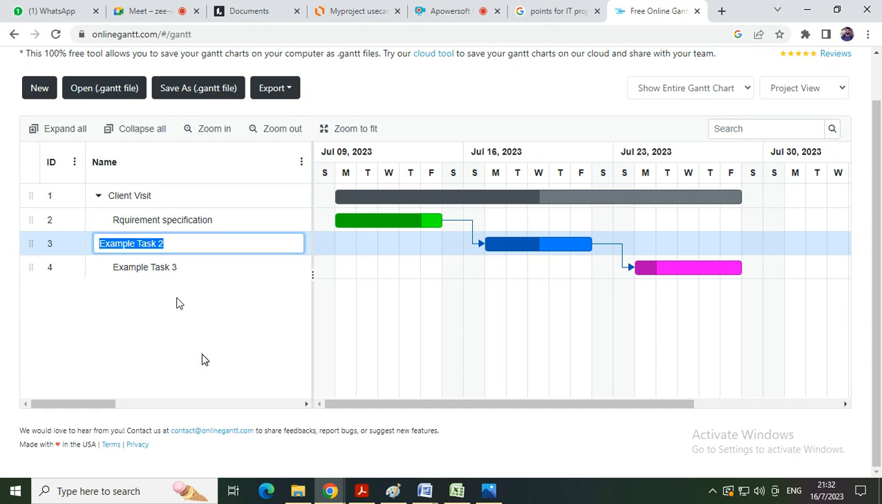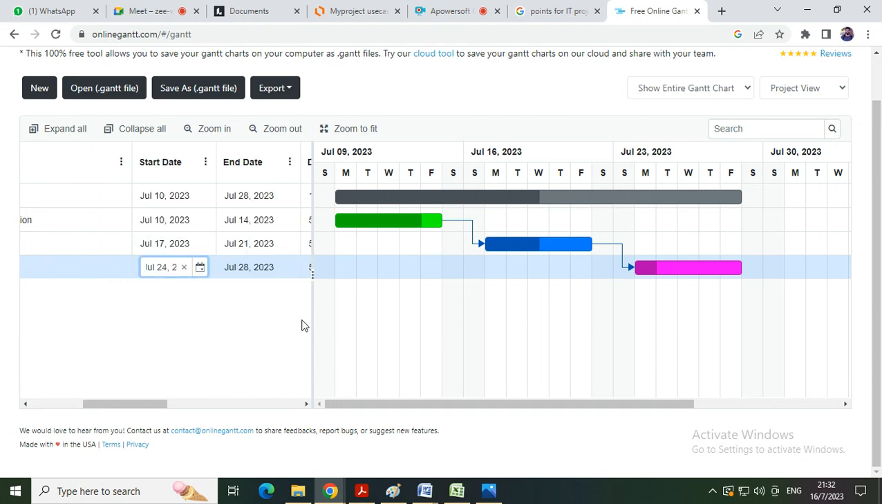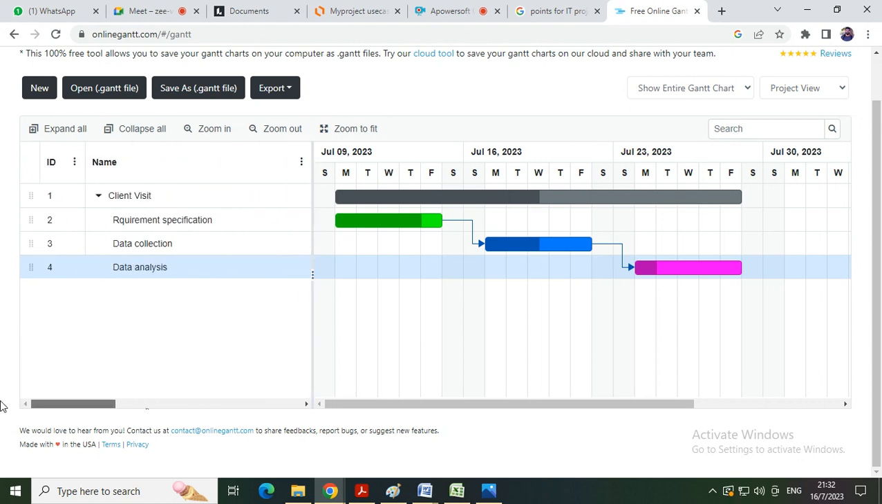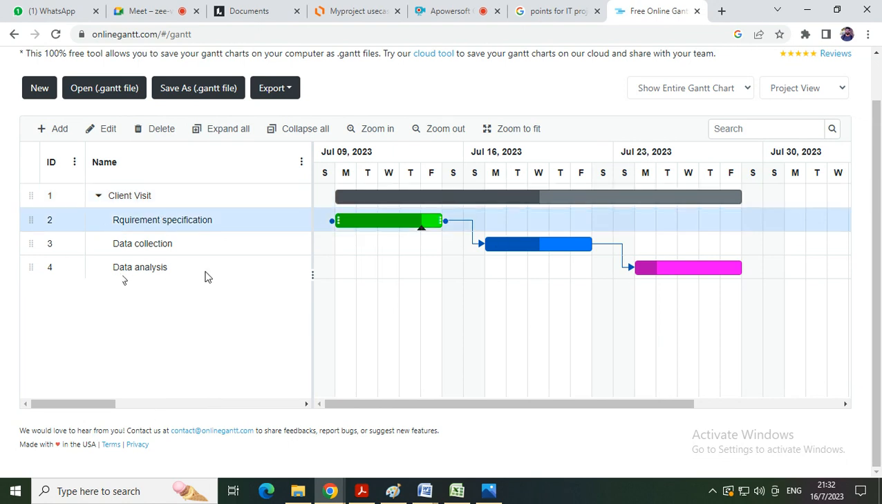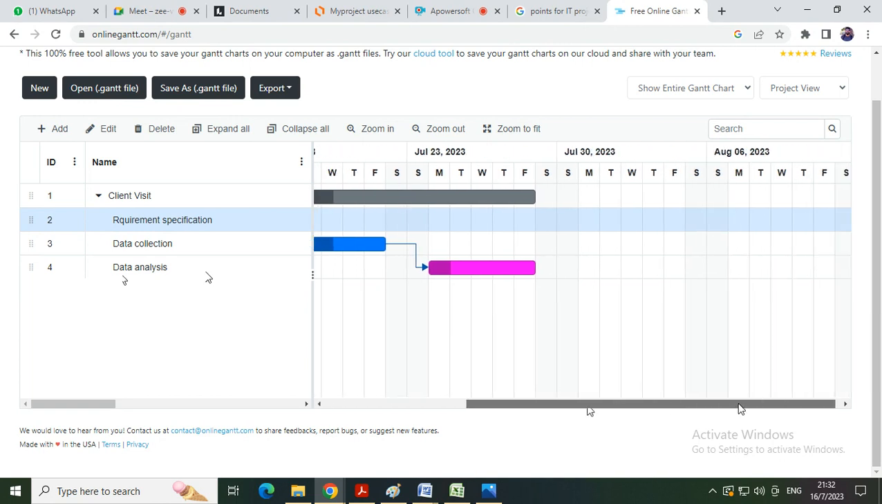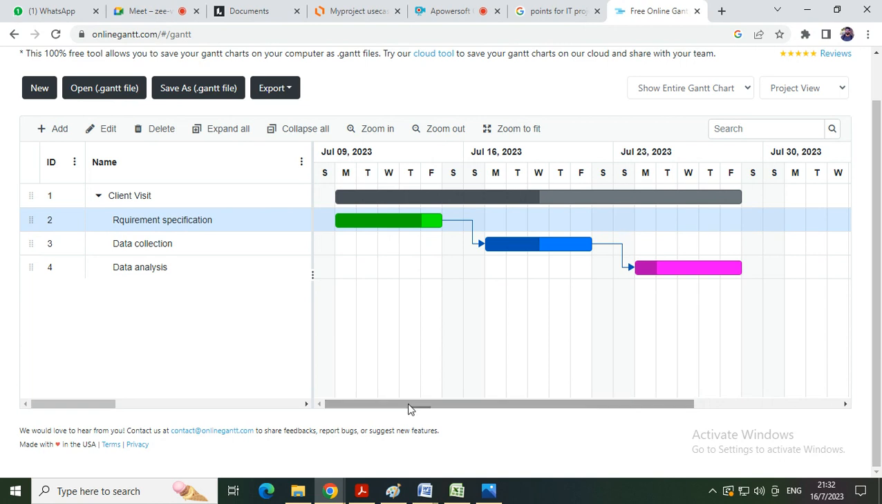Next, you did data collection, and next you did data analysis. Right. Now see requirement specification. See, these are the weeks. Take 8 weeks as your project. Complete project work needs to be completed within 8 weeks. So you have to plan accordingly. Suppose this is the starting point.